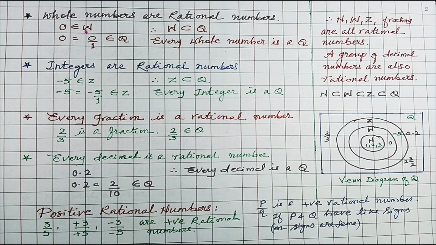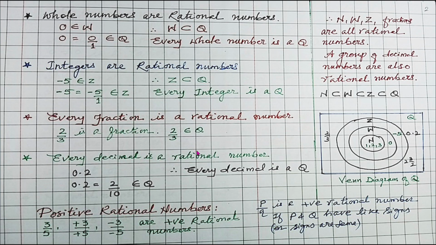0 is a whole number, but 0 can be written as 0 by 1, and therefore every whole number is a rational number. Similarly, integers are rational numbers, because minus 5 is an integer. Minus 5 can be written as minus 5 by 1, which is again minus 5, an integer but also a rational number. Therefore every integer is a rational number.